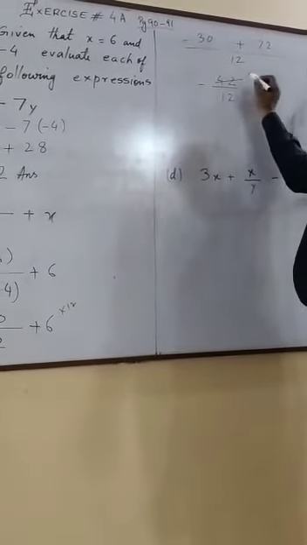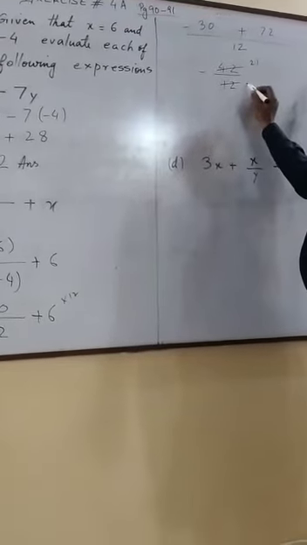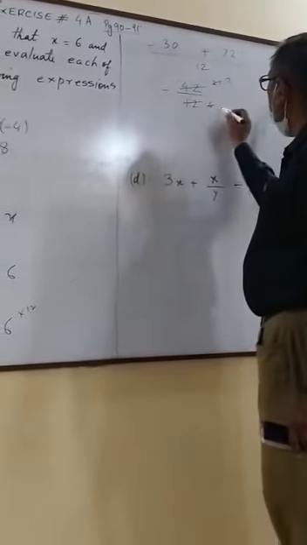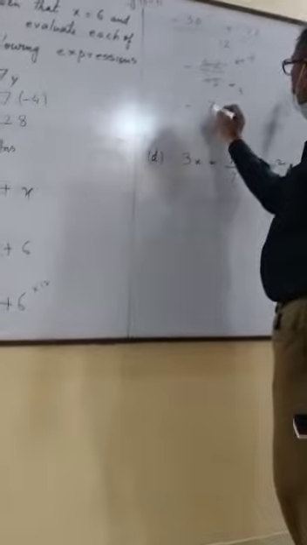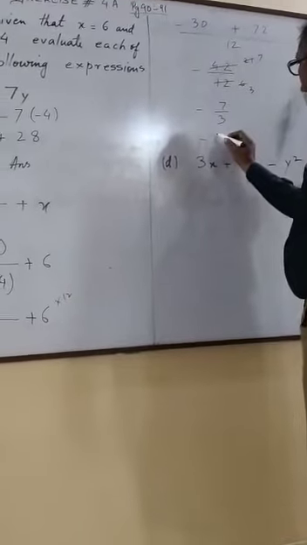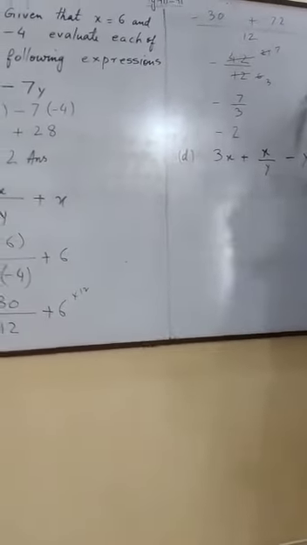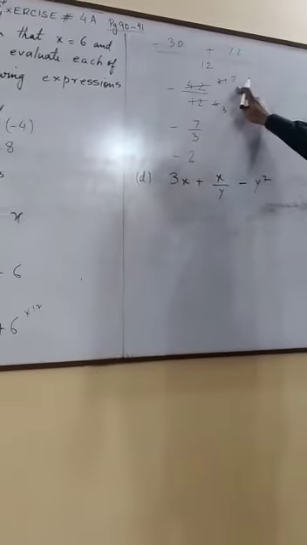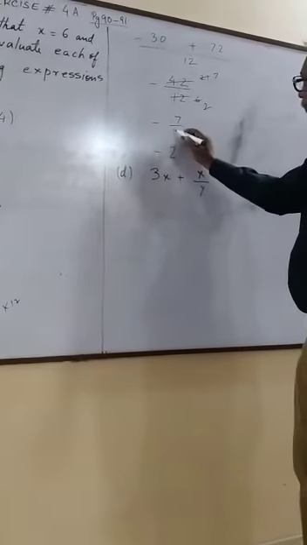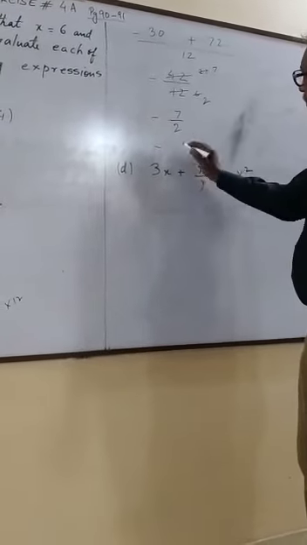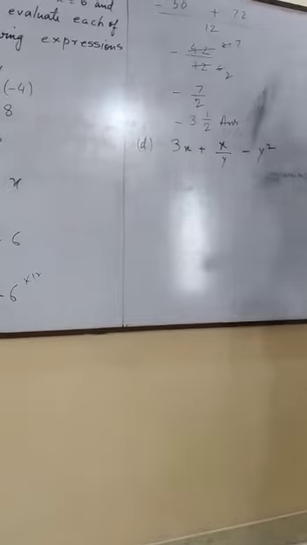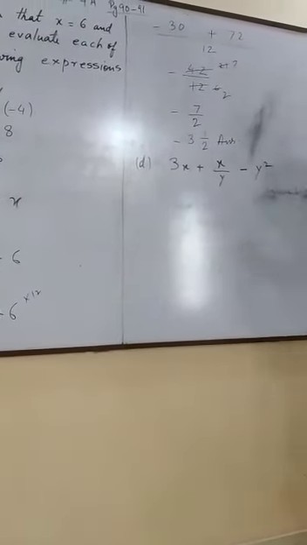Now 21 and 6 and 7 and 3. So it is minus 7 over 3, and this will become 2 whole 7 upon 3. This will be 3 whole 1 upon 4. This is your answer. Now I am explaining this again.